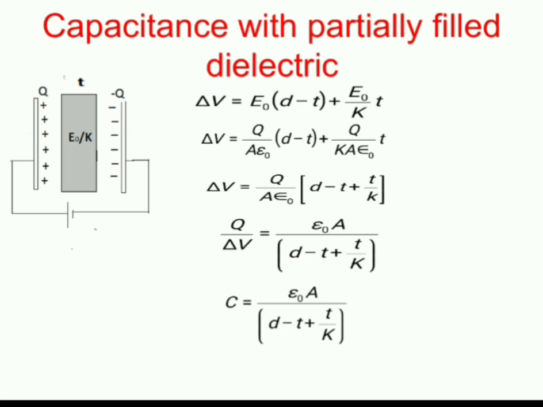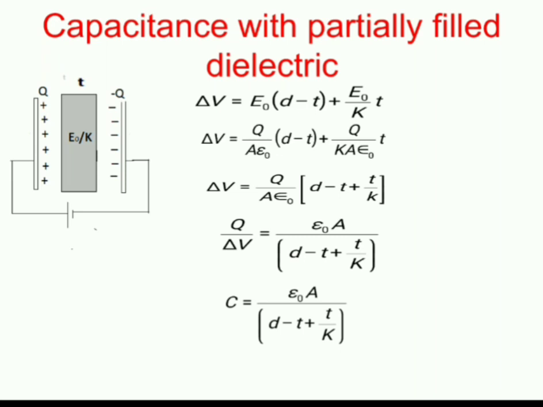And now if I calculate the potential difference delta V between the plates, there are two regions. One is with dielectric, another is without dielectric. And we know the product of E into d will give you the potential difference. So if I write the potential difference, it will be E naught, that is the electric field in free space, into the thickness of the free space, which is d minus t, plus the electric field inside the dielectric, which is E naught by K, into its thickness. So the first equation gives you the potential difference.